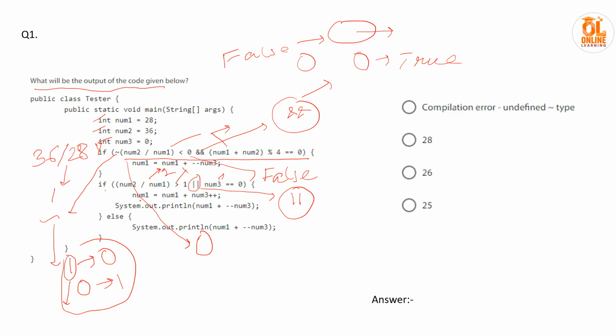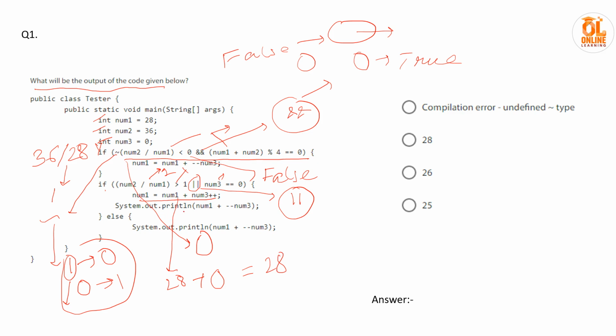So we will see this statement. The statement is num1 equal to num1 plus num3 post-increment. So what is num1? 28. Plus, as num3 is post-increment, it will first assign and then increment. So in this line it will remain 0, and num1 will become 28.